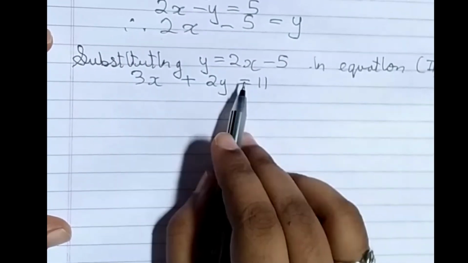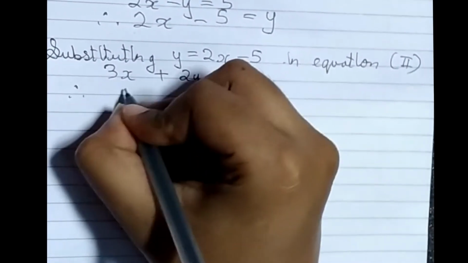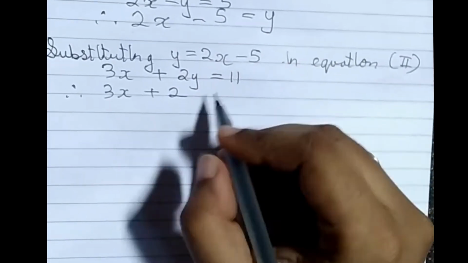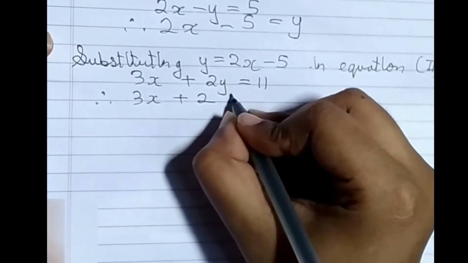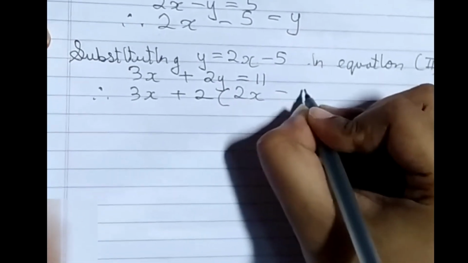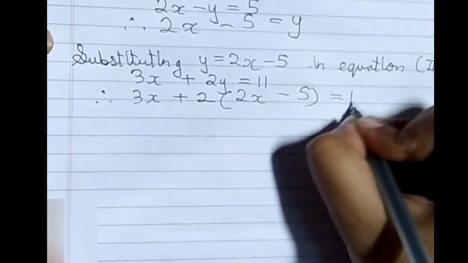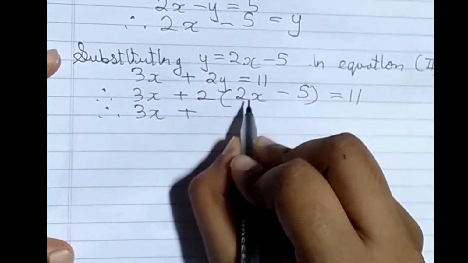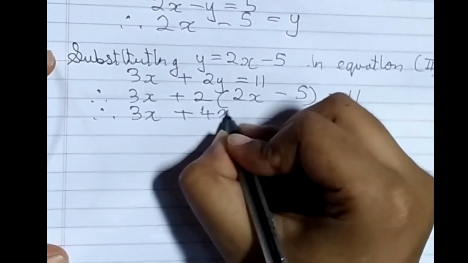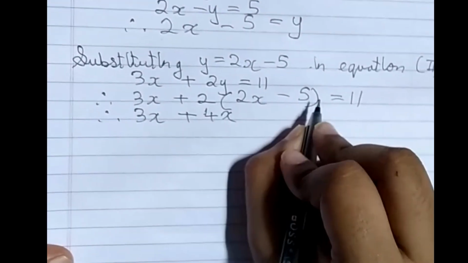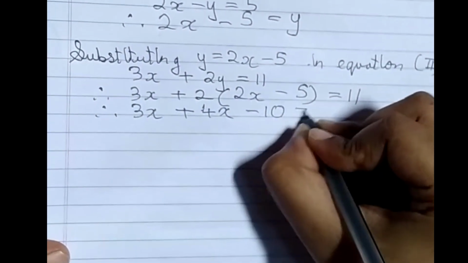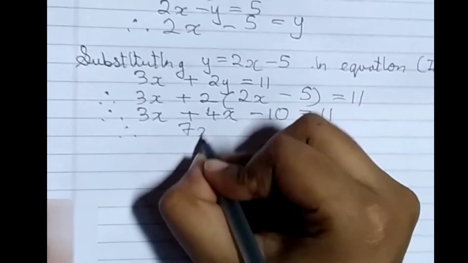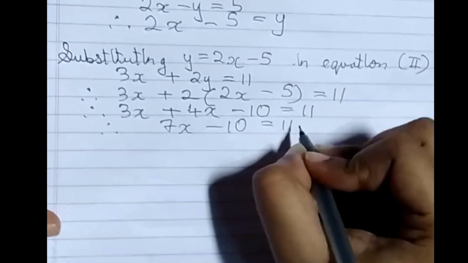Now the second equation is 3x plus 2y equal to 11. 3x plus 2, instead of y we will put this value, 2x minus 5, equal to 11. 3x plus 2 into 2x will be 4x. 2 into minus 5 will be minus 10. So 3x plus 4x plus 4x will be 7x, minus 10 equal to 11.